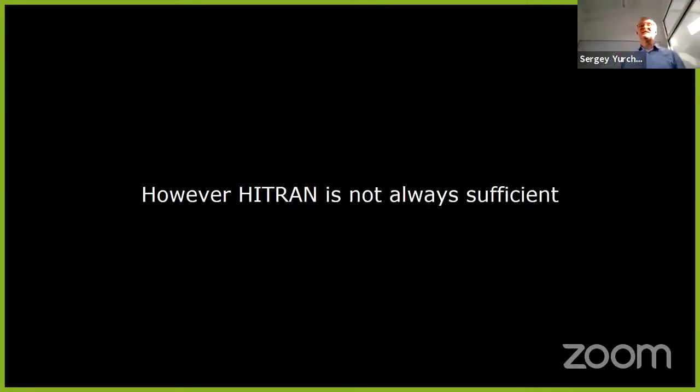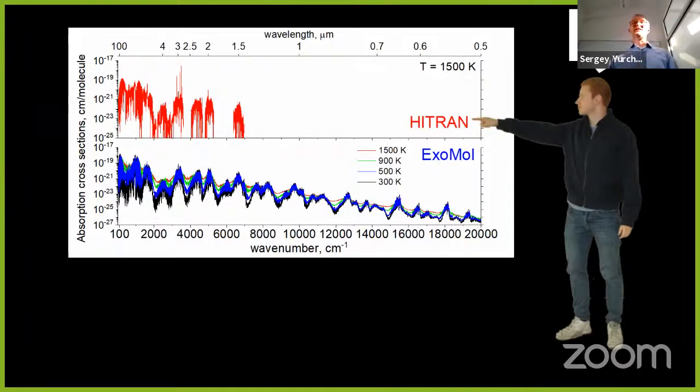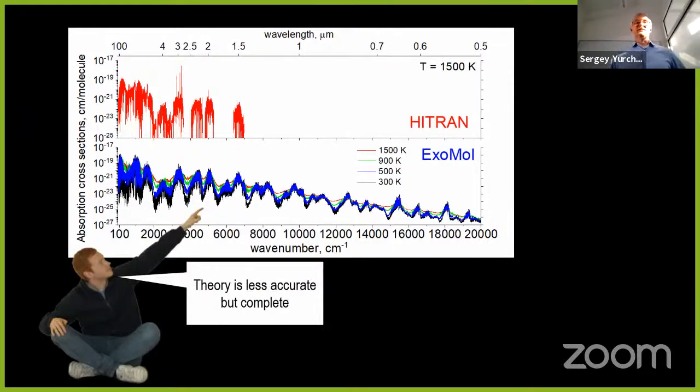And this is another example, ammonia. Here, Phil Coles is showing his ammonia spectral line list. On the upper part is the experimental data, and you can see that compared to the full description of the absorption of ammonia, it's very sparse. There are many places where it doesn't exist at all. And theory may be less accurate but complete.